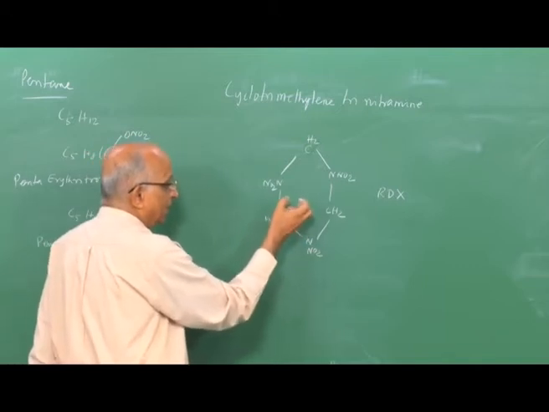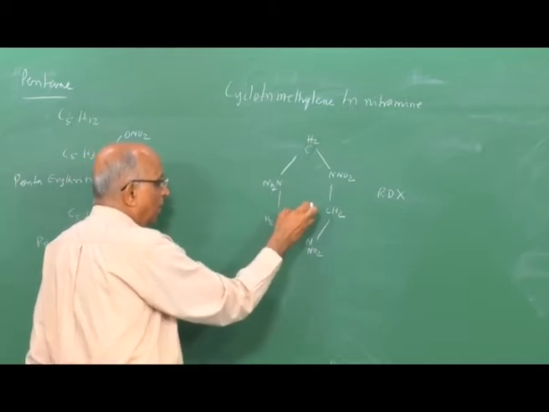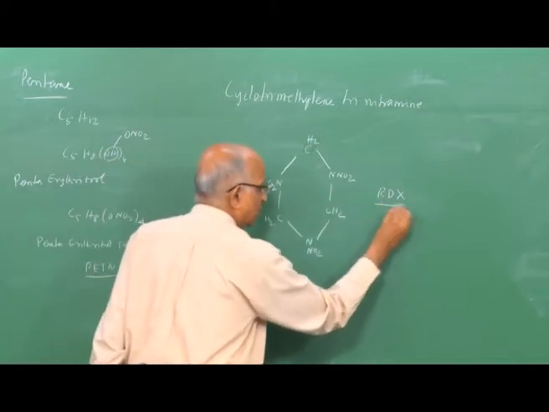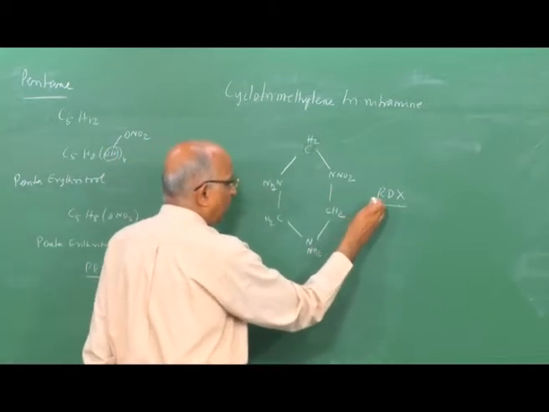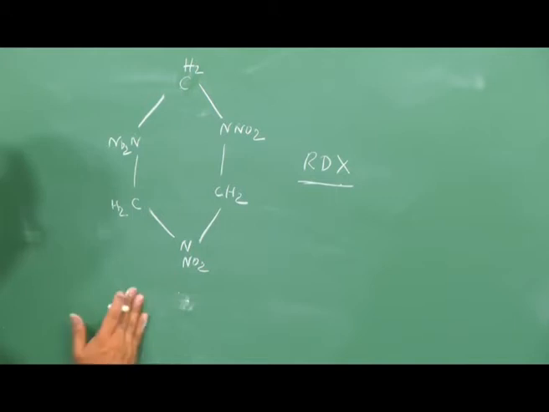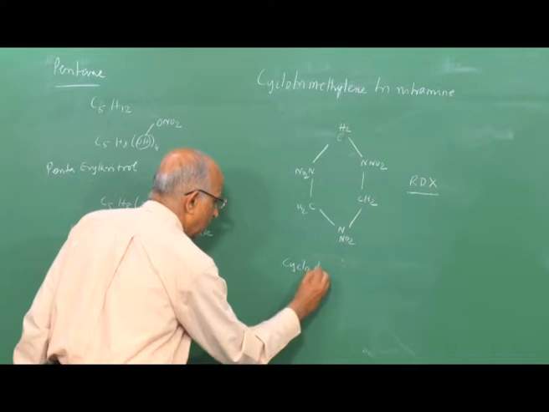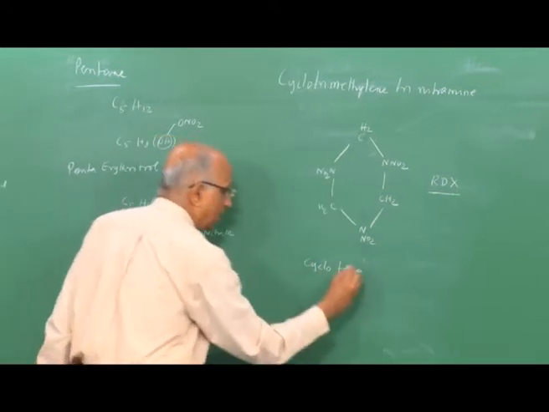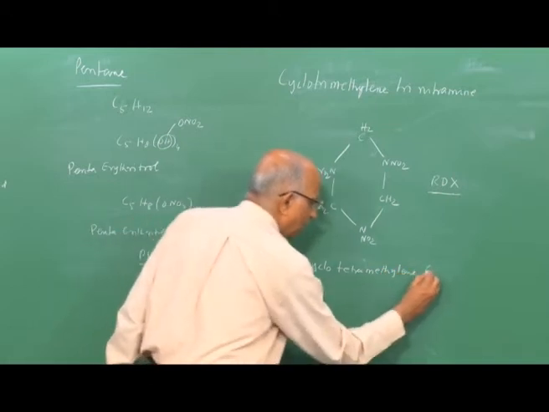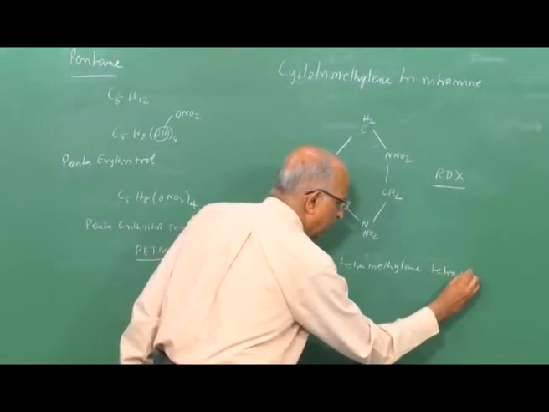It does not initiate that easily. We will consider how to make it even more powerful and also how to make it less sensitive, but this is what we call a research and development explosive. It is widely known by the name RDX. Let's consider one more example in the cyclochain, and this is again very popular. We talk of cyclotetramethylene tetranitramine.